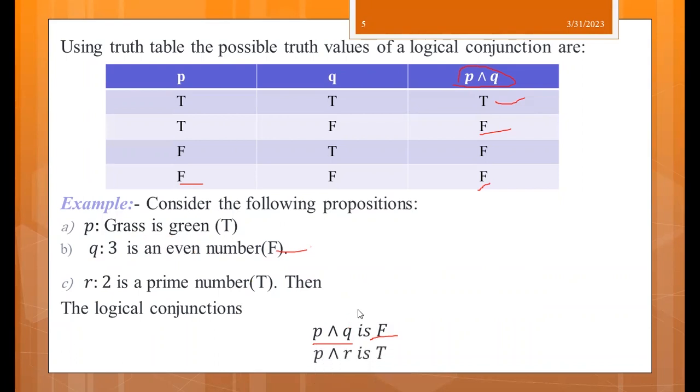Similarly, if you take this one, P and R is true, that means this logical conjunction is true, that is, both the component statements are true at the same time. What does P say? Grass is green, which is true. What about R? That is, 2 is a prime number. We know 2 is prime, so both are true, therefore P and R will become true.